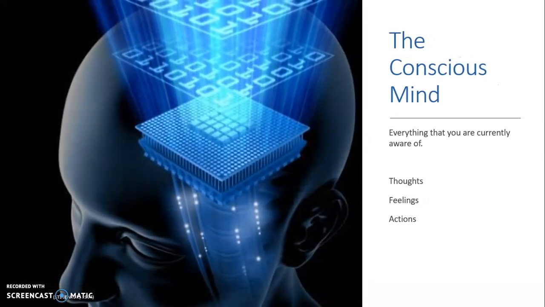The conscious mind includes everything like thoughts, feelings, and actions of which people are currently aware. For example, while playing a sport, your thoughts are focused on what you are doing presently, getting the ball and scoring.